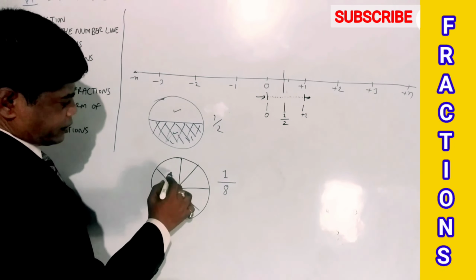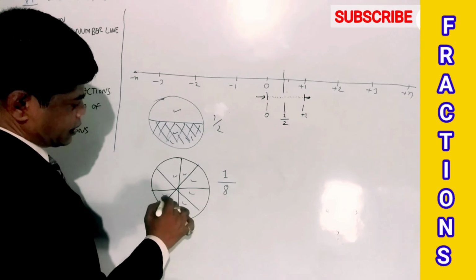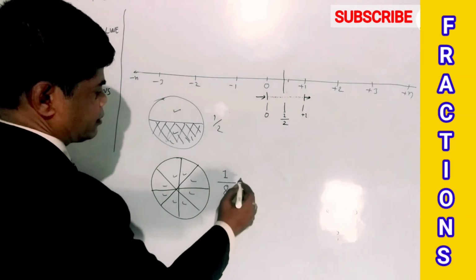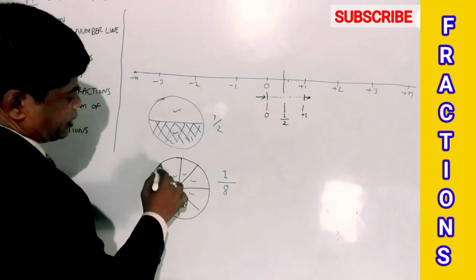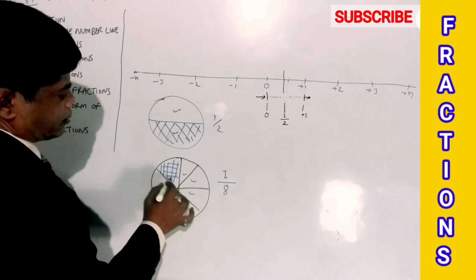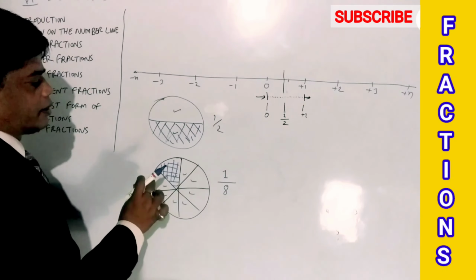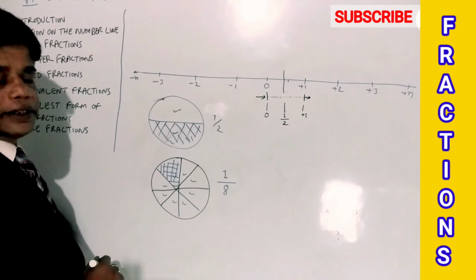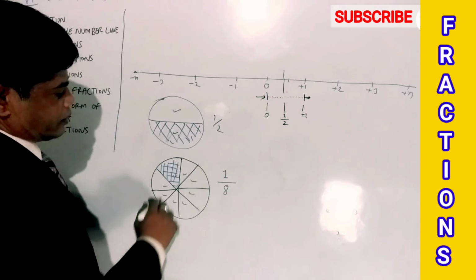Here, in this case, how many parts are there? 1, 2, 3, 4, 5, 6, 7, 8 parts are there. Total number of parts is 8. In this, how many are we taking? This one we are taking. We are taking 1 out of 8. Is that right? 1 by 8 we are taking.